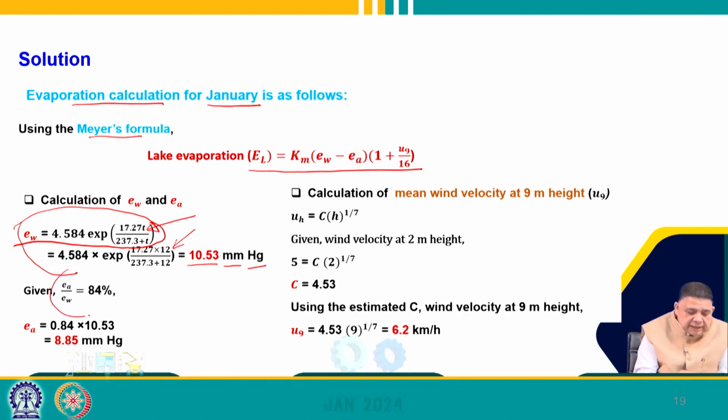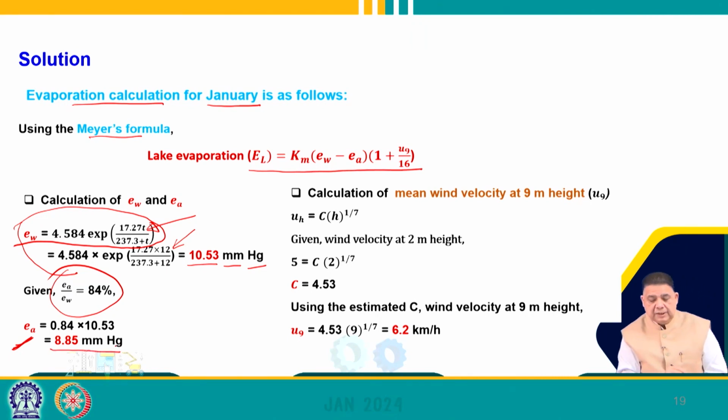Also, we have relative humidity data provided, that means EA by EW provided. So, once we know EW, we know relative humidity, so we can also find the value of EA, that is 0.84 times of EW, which comes out to be 8.85 millimeters of mercury. Now, that means this part is taken care of.